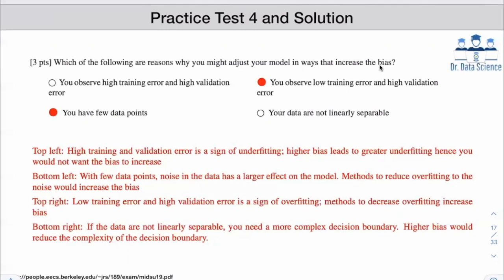And you can see that when the data is nonlinearly separable, we probably need a more complex classifier or decision boundary, right? And higher bias would reduce the complexity of the decision boundary. So that's something that will have some sort of opposite effect that we don't really look for here. So here the idea is that we believe we have overfitting and we want to increase the bias.